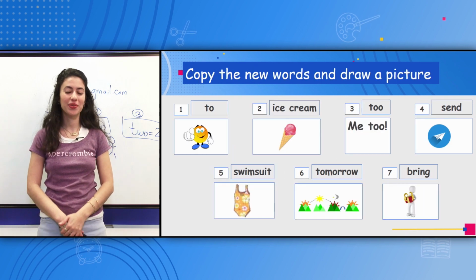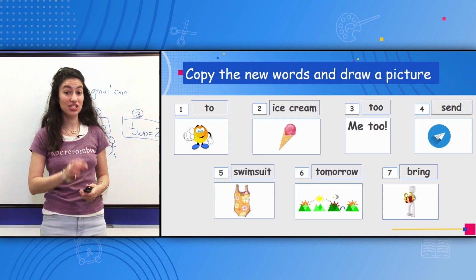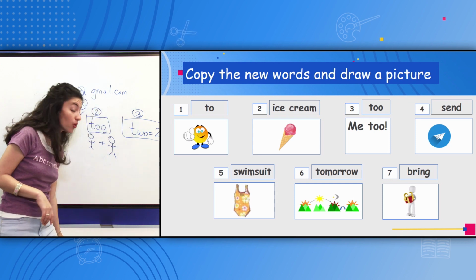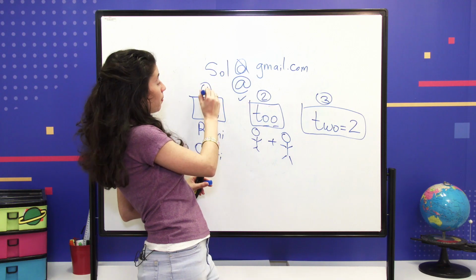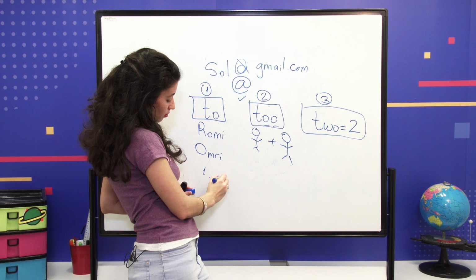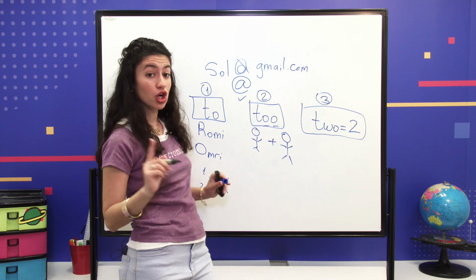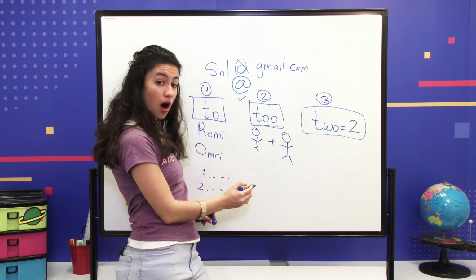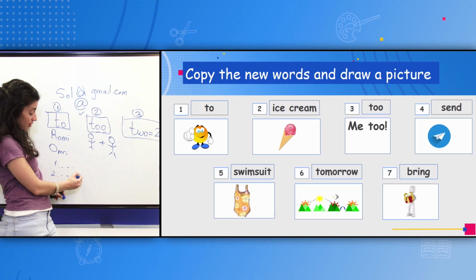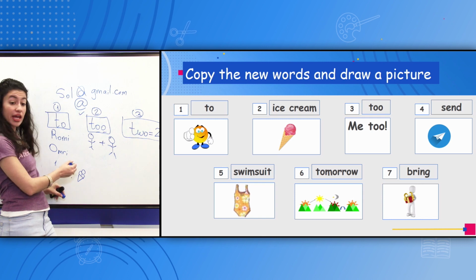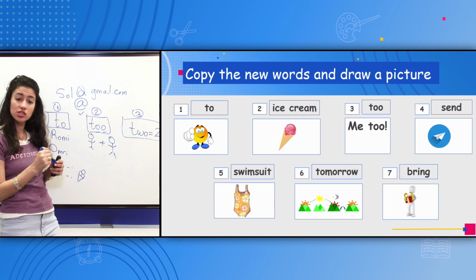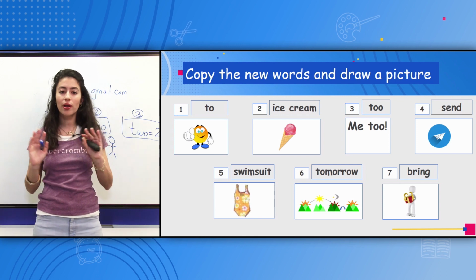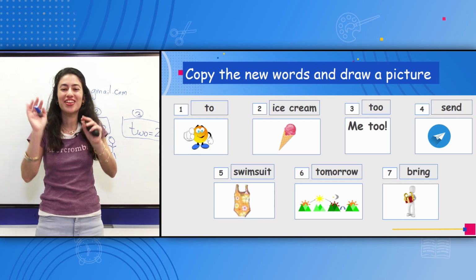We will continue. Now what I want you to do is to copy the words. Remember what is to copy? If I say copy, you look at the words and you copy them. You write number one, number two. Then you copy the words and then you draw. For example, if number two is ice cream, I draw ice cream. If number five is swimsuit, I draw a swimsuit, and so on. You can draw everything you like.